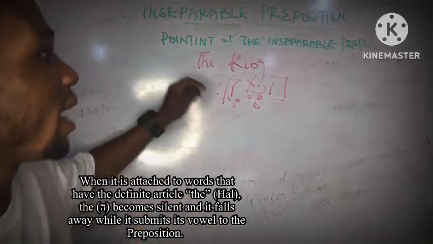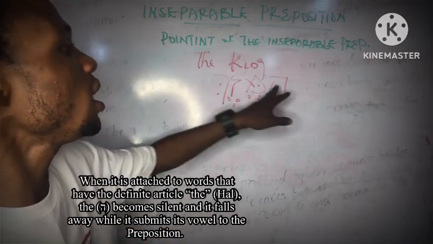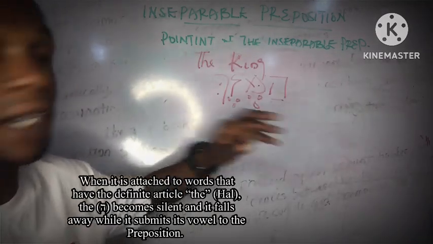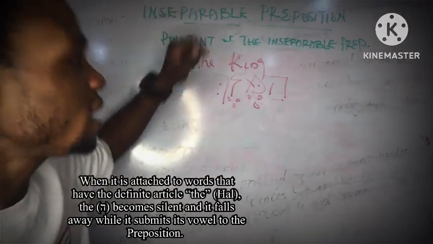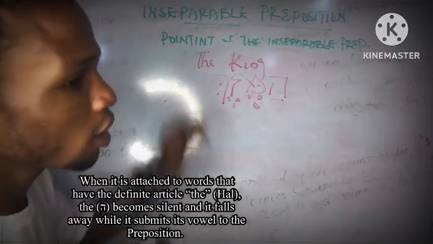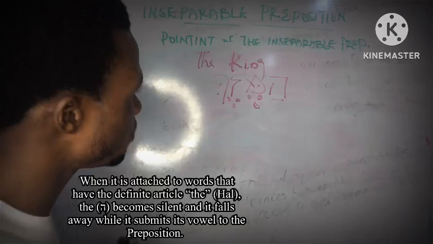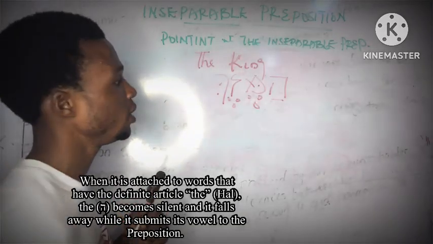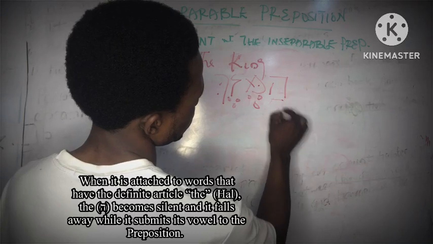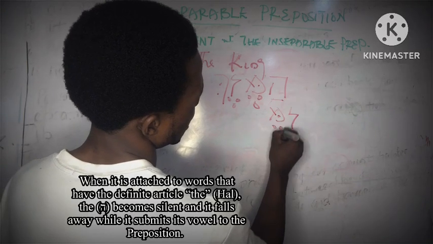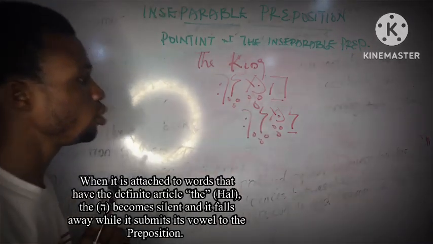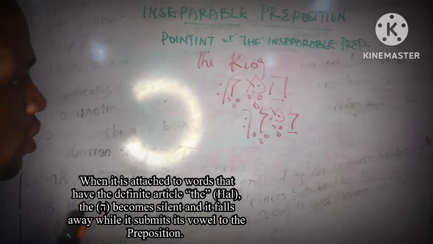Don't forget that the rule states that the H, which is the article, is going to be removed. It will disappear. Now the inseparable preposition will replace the H. So this is it. It is very simple. So to the king will now be Lamelech. To the king. So what do you think happened there?